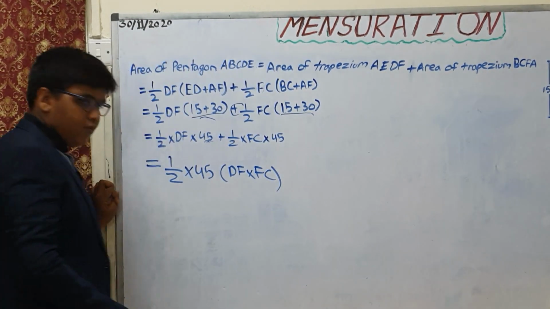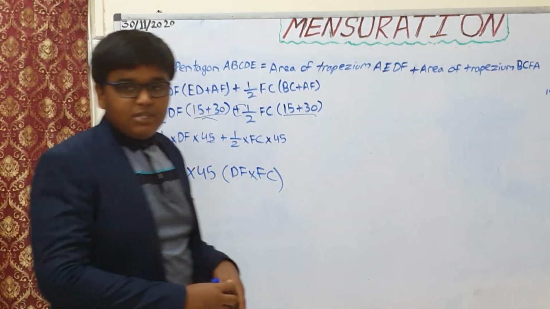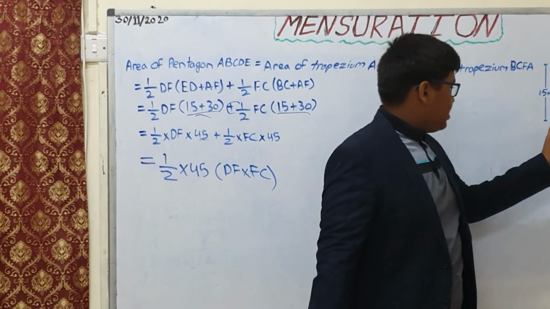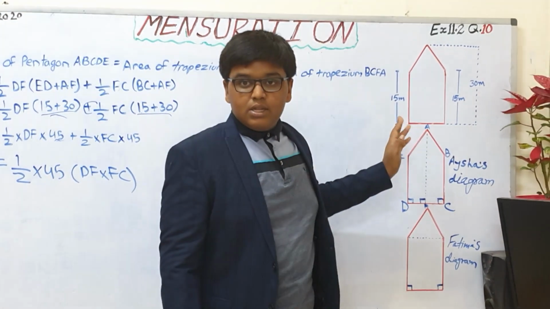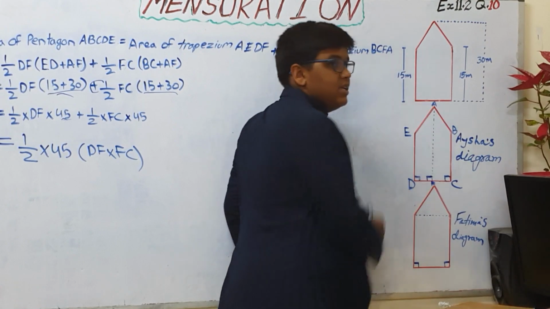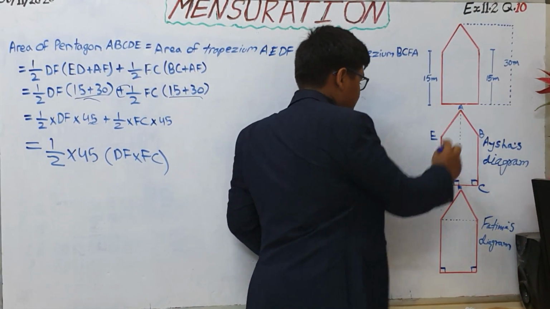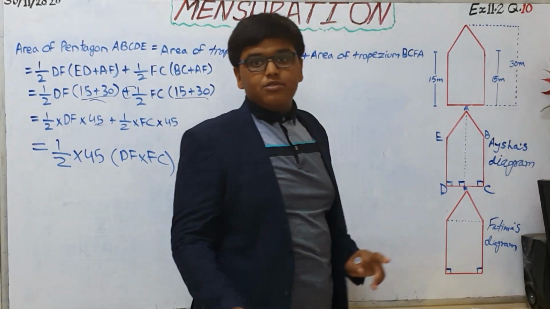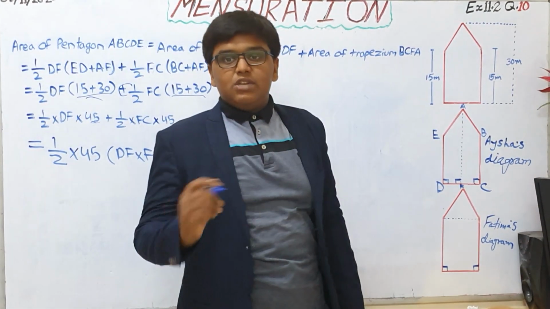Now what we are going to do, their value. If this is 30 meters, this is also 30 meters. This whole area is 30 meters. The breadth, this line, is 30 meters. Now what we are going to do, DF. Now DF we are going to subtract from 30, which is equal to 15.